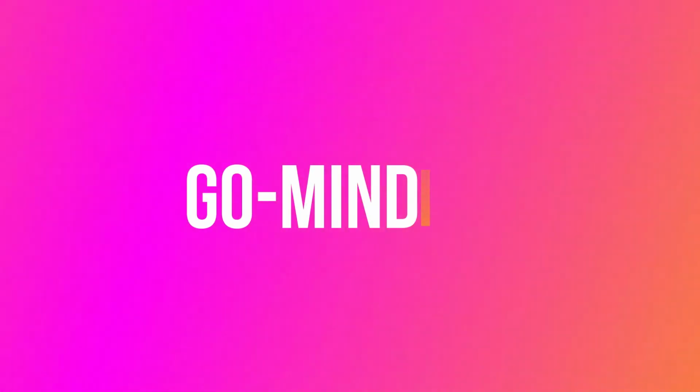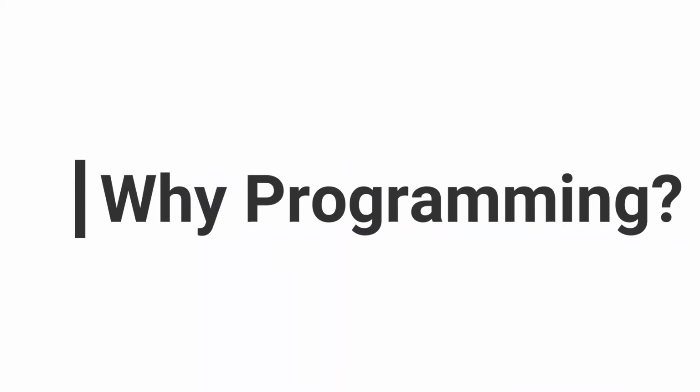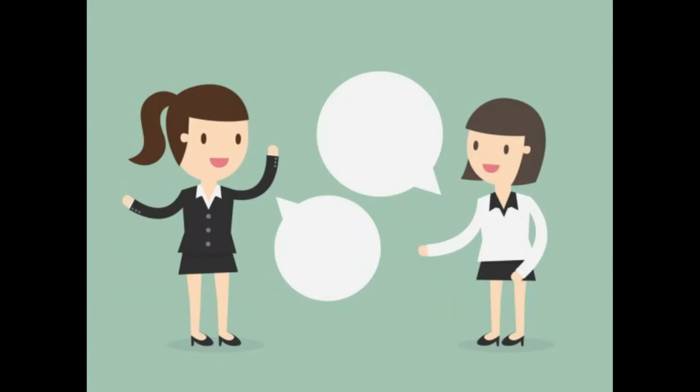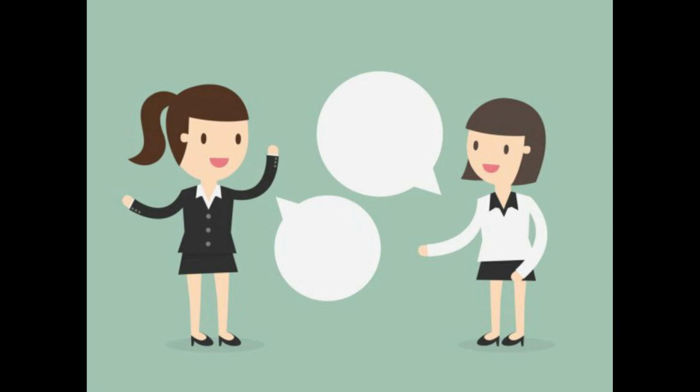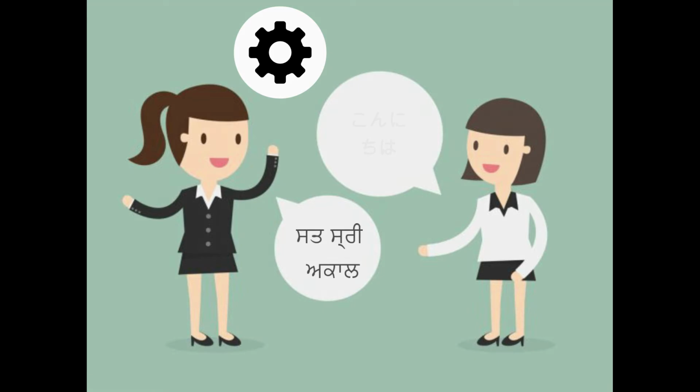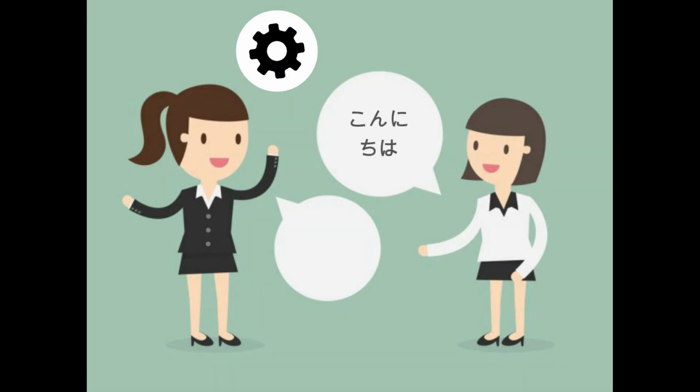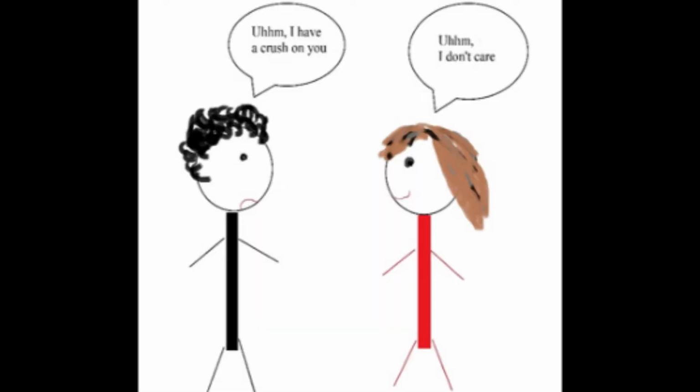Before diving into programming, let's have a look at why we study it. Just like interaction of two humans requires a language, and if they both know different languages, then direct communication is not possible. Here comes the role of a translator, which converts the language of person A to the language of person B and vice versa. Similarly, human language is very different from machine language.